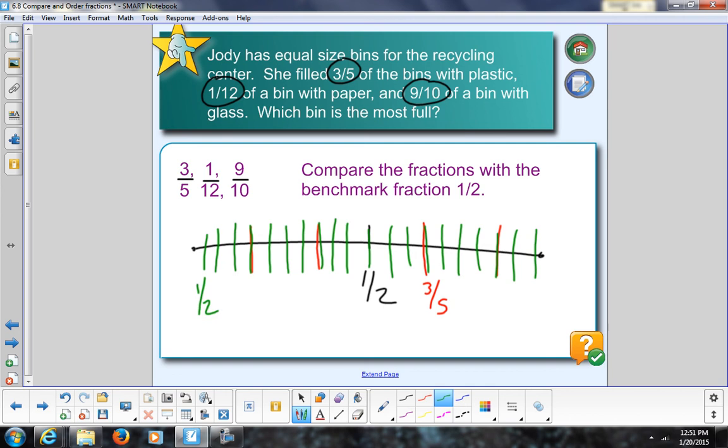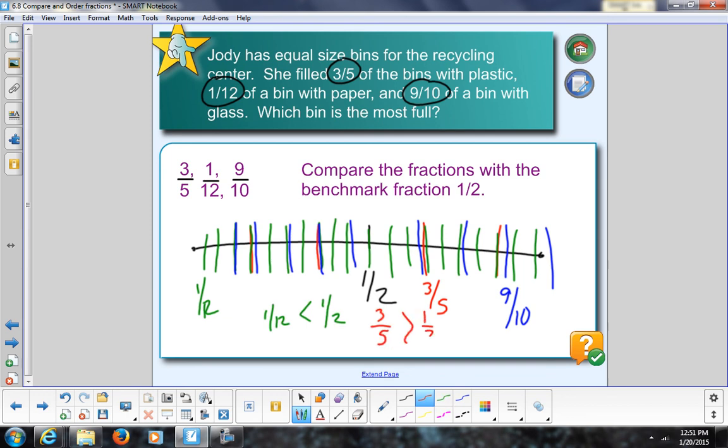And 9/10. So let's say 10ths, 9/10. So that's going to be here, here, here. Okay, so 9/10 is going to be all the way over here. So you can kind of visually see where these go as far as 1/2 goes. So we know that 1/12 is smaller than 1/2. We know that 3/5 is bigger than 1/2. And we know that 9/10 is bigger than 1/2. Okay, so we know that 1/12 is going to go first.